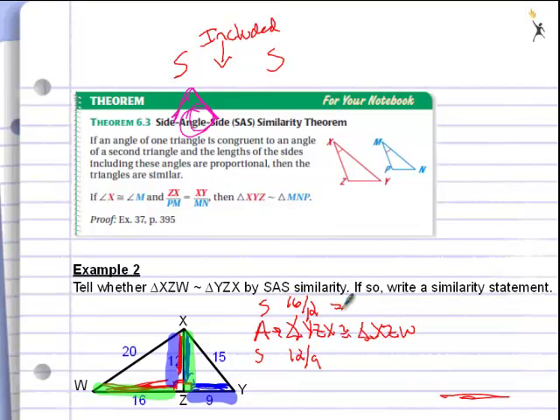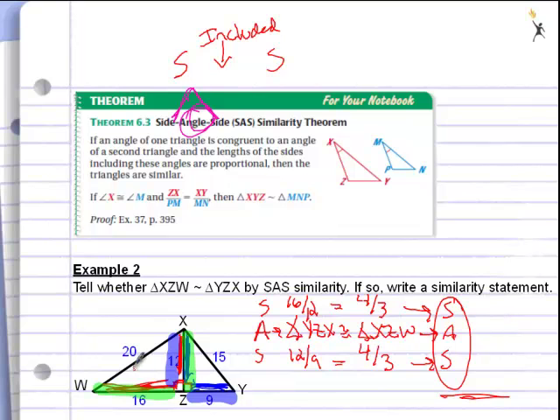Now I'm going to reduce these and see if I have two sides that are similar. 16 over 12, I know that 4 goes into both. 4 goes into 16 4 times, 4 goes into 12 3 times. 12 and 9, I've already reduced this using 3, so I'm going to use it again. 3 goes into 12 4 times, 3 goes into 9 3 times. Notice this. I have two sides that are similar. I have an angle that's congruent. I have side angle side similarity.